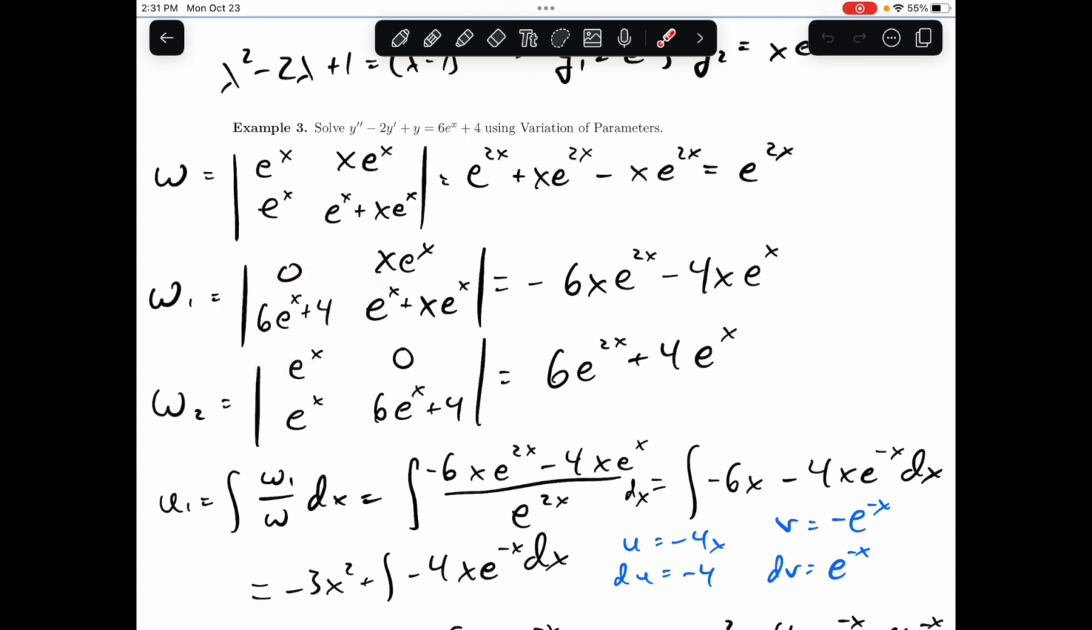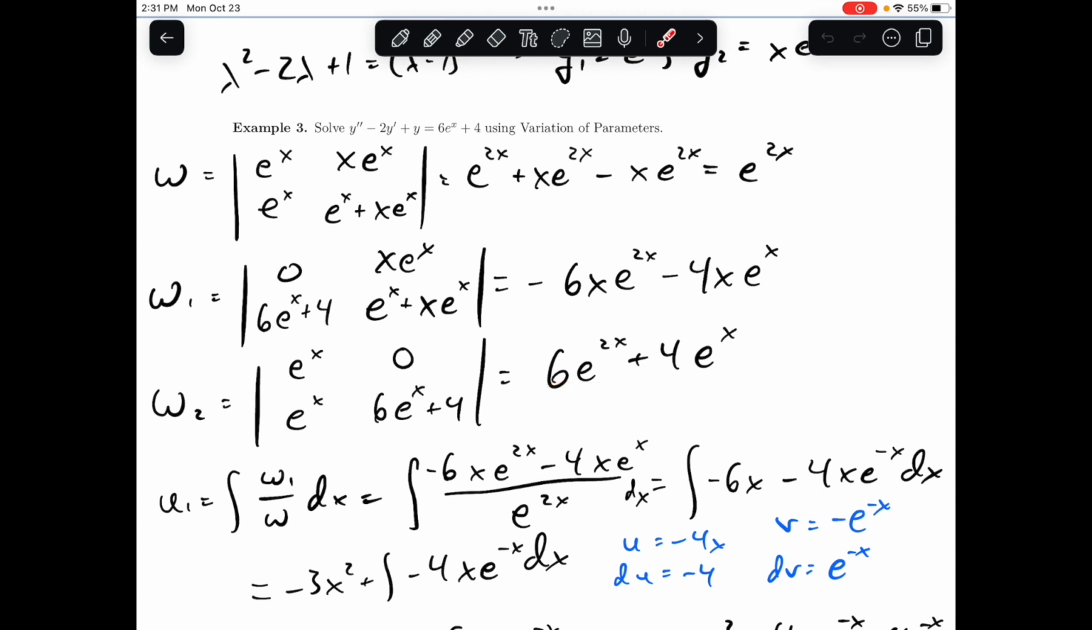All right, so anyway, W1 is replace old column 1 with your answer column, and W2 is replace your old column 2 with your answer column. Right? W1, that determinant would be 0 minus x e to the x times 6 e to the x plus 4, which simplifies as this. W2 would just be e to the x times 6 e to the x minus e to the x times 0. That simplifies as this. Right?